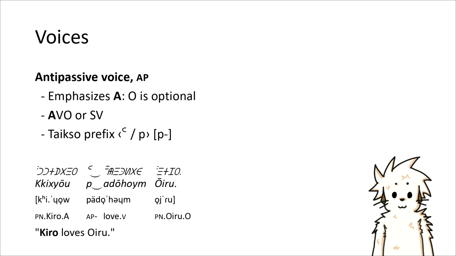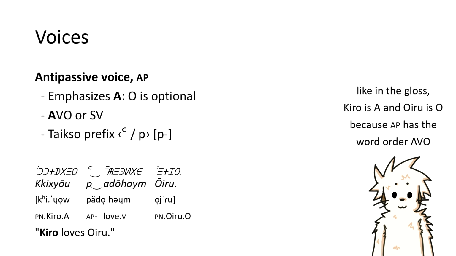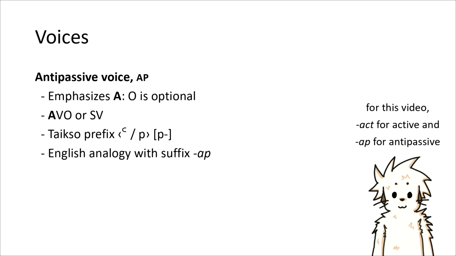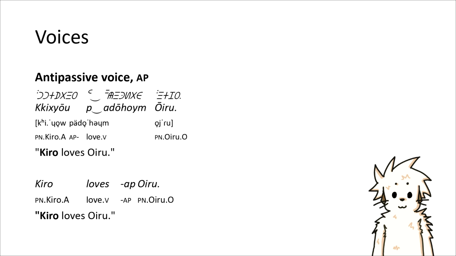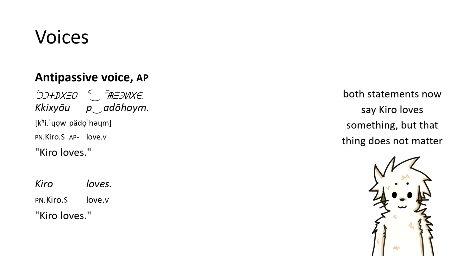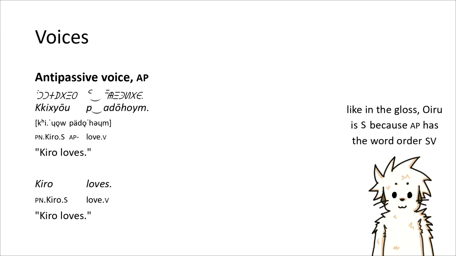Since this antipassive verb has 2 arguments, and the word order is agent-verb-object, it tells you that Kiro is the agent and Oiru is the object. To make an analogy in English, I will indicate the antipassive voice with the suffix ap. In both cases, you can remove the objects. After removing the objects, the remaining agent becomes a soul, and you get soul-verb, SV, as the word order.